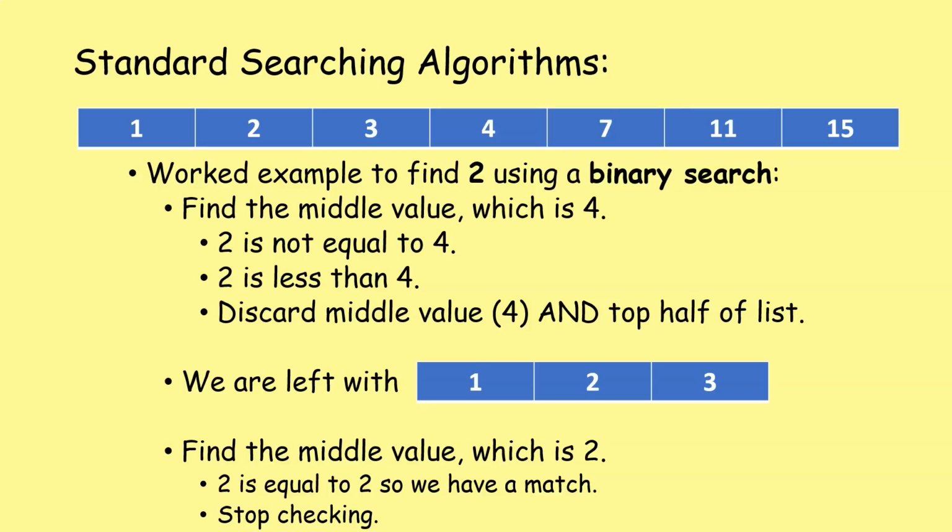Again, let's have a look at a worked example. So we've got a list of items here, and we'd like to find 2 using a binary search. Note, the list is in ascending order. So first of all, we find the middle value, which in this case is 4. So 2 doesn't equal 4. 2 is in fact less than 4. So therefore we discard the middle value, which is 4, and the entire top half of the list. And that leaves us with just 1, 2, and 3. We repeat the process, we find the middle value, which is 2. 2 is equal to 2 in this case, so we have a match and we can stop checking.